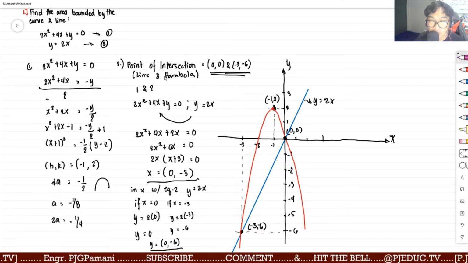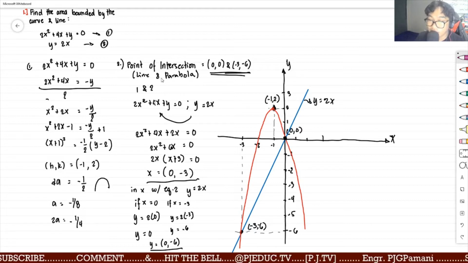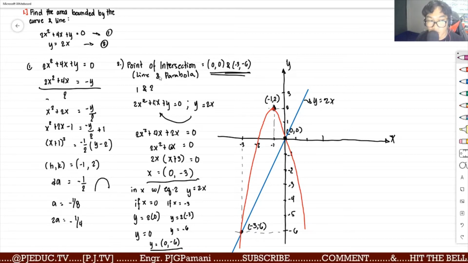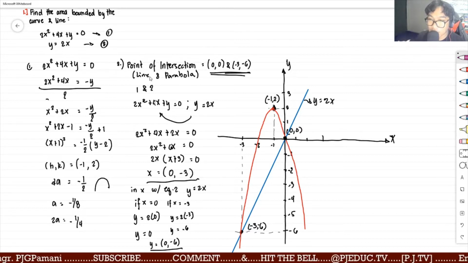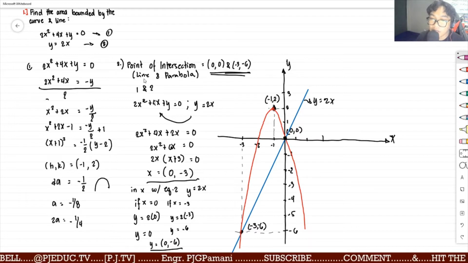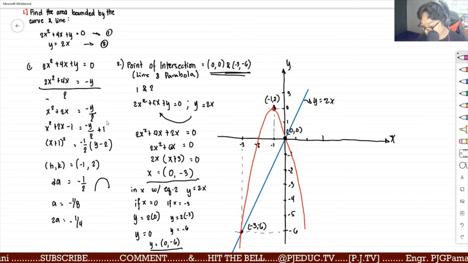Kasi if it is only a curve, we can simply refer to the focal length and the latus rectum to identify the limits, the upper and lower limits of our integrand. Okay? So with this, nasa sa inyo kung anong gusto nyong gamitin, vertical or horizontal elements. But take note kung ano yung mas madaling ma-identify when it comes to solving the area bounded by this curve and line.